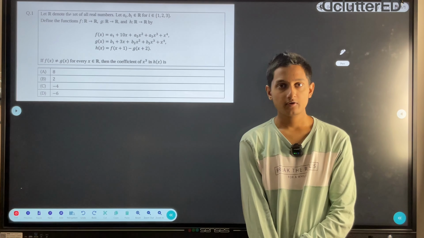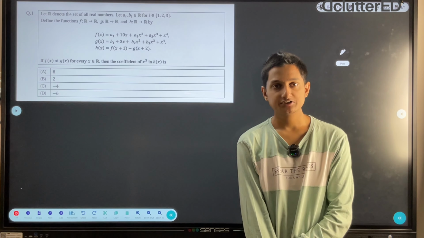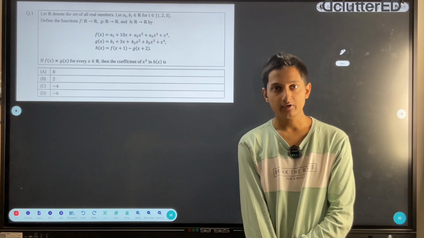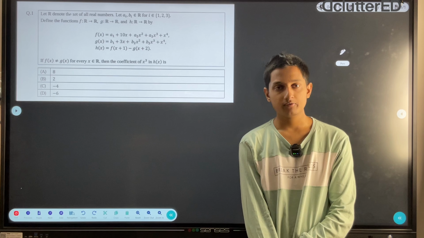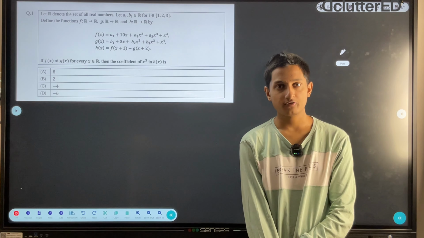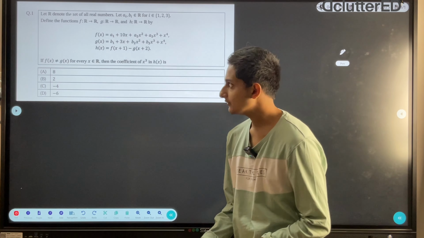Hello students, today we will be solving the first question from the math section of JEE Advanced 2025 paper 1. Overall, I would say the math section was pretty easy if you know a few tips and tricks to solve the questions. So let's get ahead and start the first question.